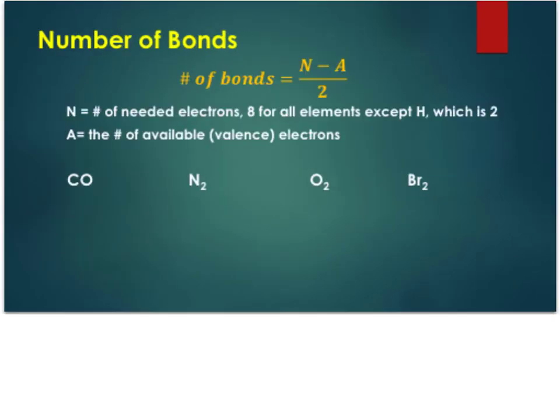Okay, so let's look at how we determine the number of bonds in a covalent compound. We need to know the number of needed electrons. So that's 8. That is, how many electrons in its valence shell does it need to be stable? All atoms need 8 except hydrogen, which needs 2. For the number of available electrons, we depend on valence electrons. So we're going to look at 4 examples here. In carbon monoxide.